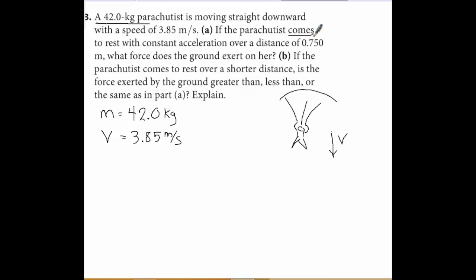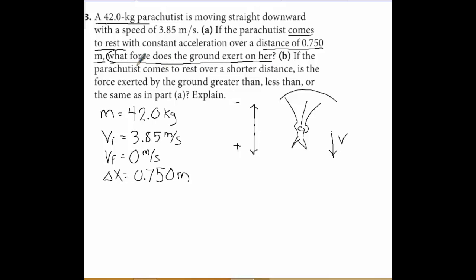We also know that the parachutist comes to rest. So that 3.85 must be my initial. Once they come to rest, that's the final. That'd be 0 meters per second. And we know this happens over a distance of 0.75 meters, but I have to use displacement in my kinematics equations, so I want to go ahead and set up a coordinate system. I decided to make plus down, and this will illustrate how you really can come up with your own coordinate system, but you have to be consistent. So keep in mind what I'm doing here.